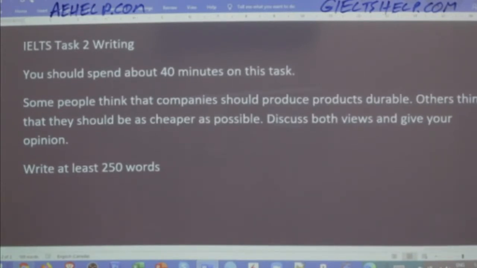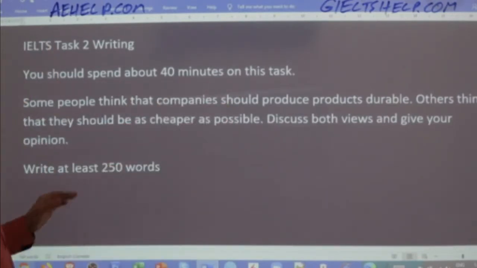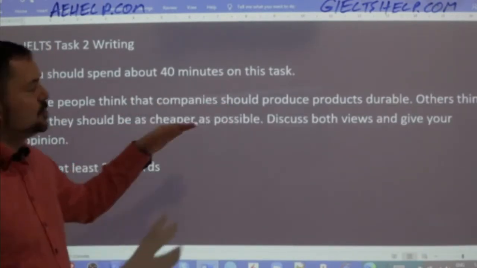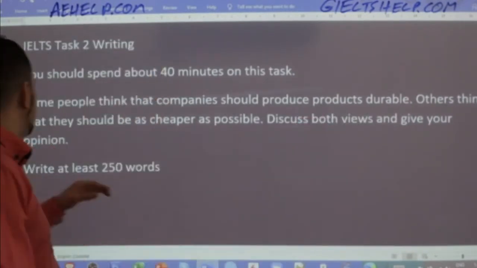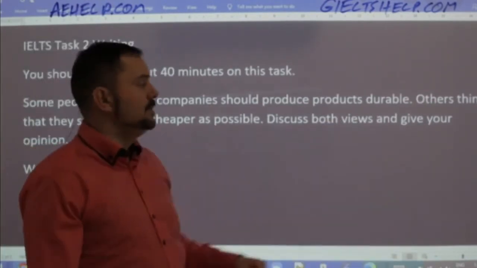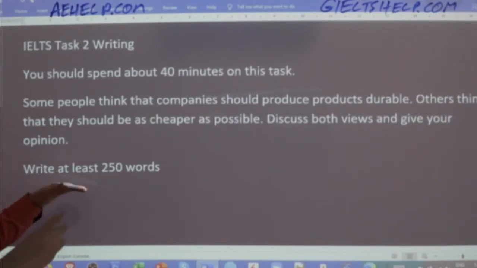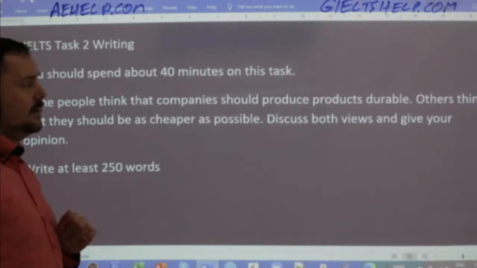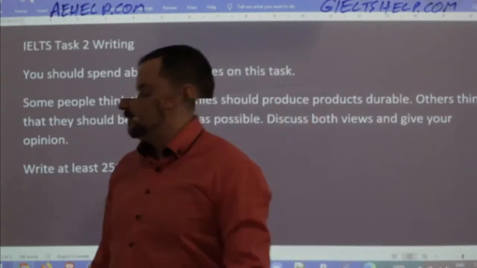All right. So IELTS Task 2 writing. You should spend about 40 minutes on this task. Some people think that companies should produce products that are durable. Others think that they should be as cheap as possible. Discuss both views and give your opinion. Write at least 250 words. So that's a minimum of 250 words.